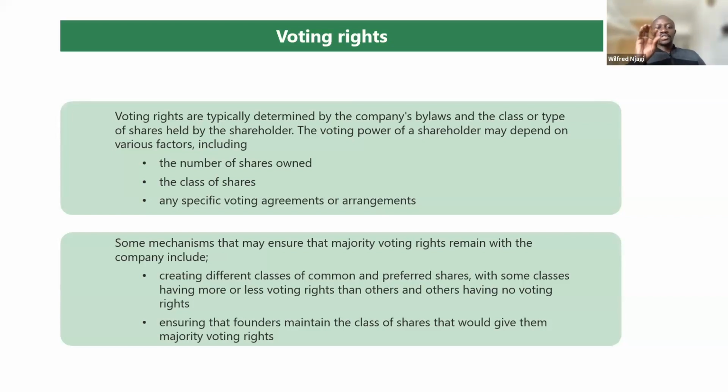Because after that, this is your constitutional document. It gives powers to the shareholders, it gives powers to the board, it gives voting rights to the different people. So as I said, voting rights are determined in the company bylaws and are based on the class and type of shares held by the shareholder, right?